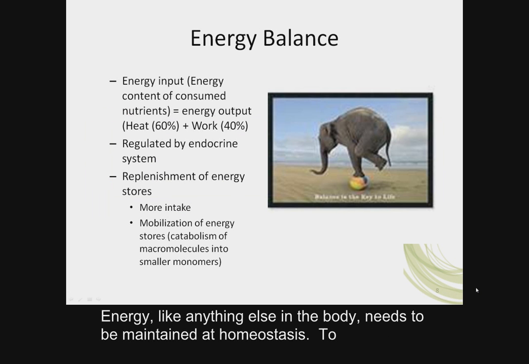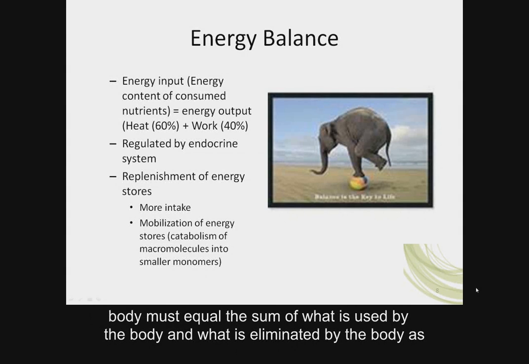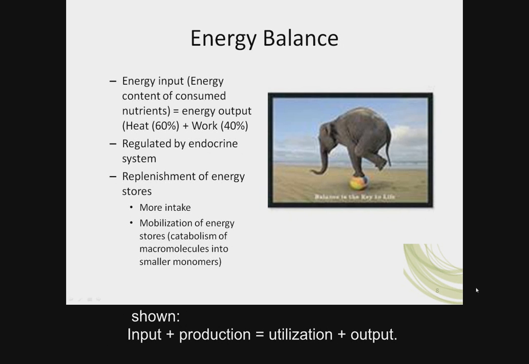Energy, like anything else in the body, needs to be maintained at homeostasis. To be in balance in this context means that what comes into the body and what is produced by the body must equal the sum of what is used by the body and what is eliminated by the body, as shown. Input plus production equals utilization plus output.